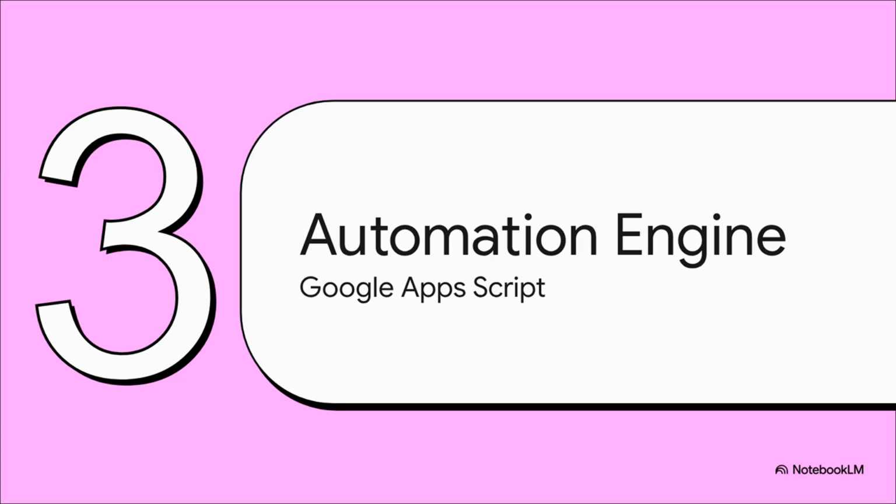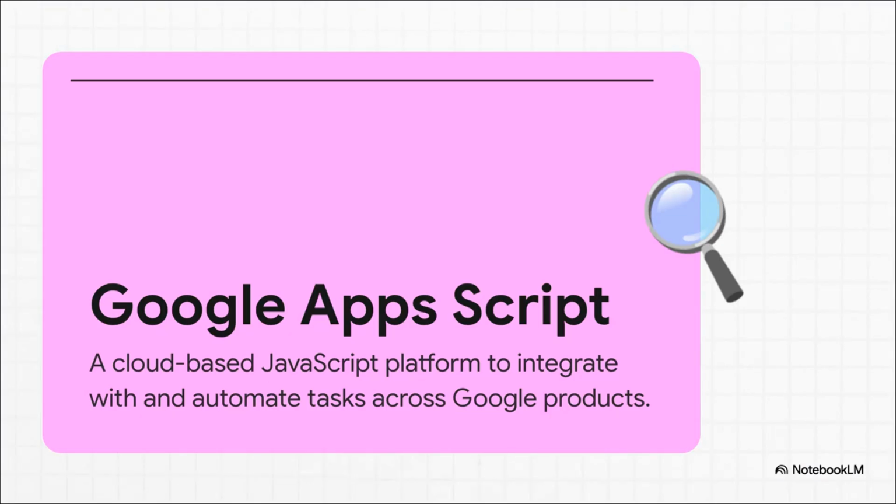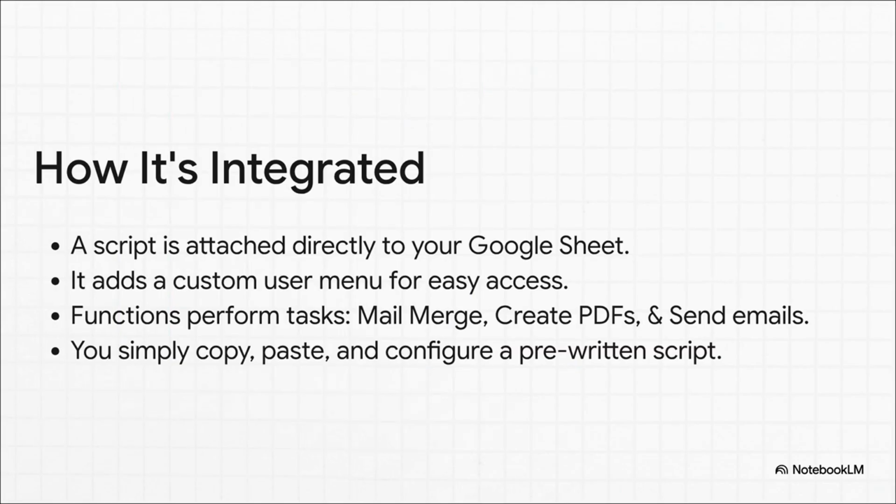For that, we need an engine, and that engine is called Google Apps Script. Now hang on, don't let the word JavaScript scare you off. Seriously. Just think of Google Apps Script as a secret language that all your Google apps can understand. You can give it simple instructions to tell your sheet to talk to your doc and then tell that doc to talk to your Gmail, all without you having to lift a finger. And you want to know the best part? You absolutely do not need to be a developer to do this. For this entire system, you literally just copy a pre-written script and paste it into the script editor that's already built into your Google Sheet.